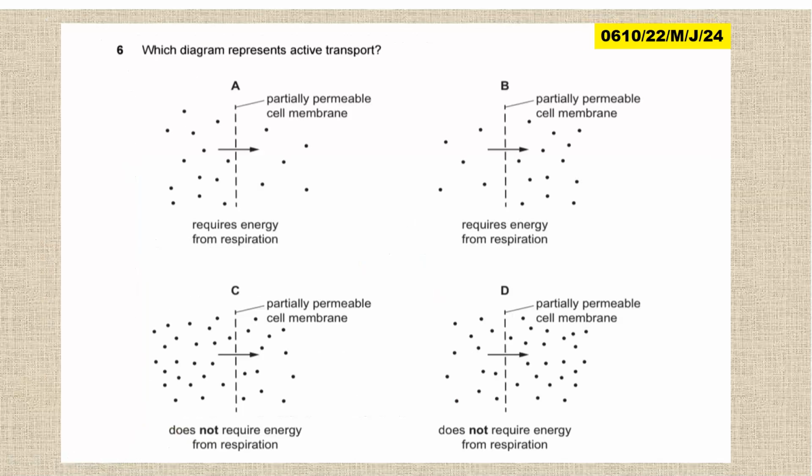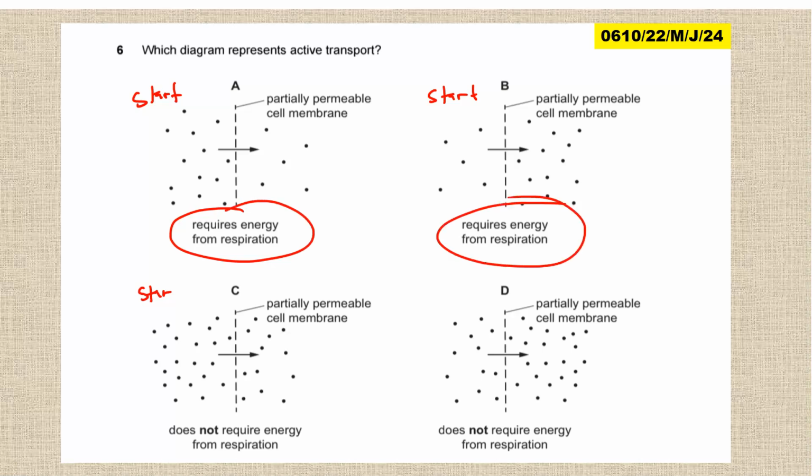Look at this. Which diagram represents active transport? First thing first, you need to know that this is the starting part. As you can see the arrow, this is the start, where it is starting from, and where it is going is the other end. On the part where I'm saying start, you need to have few particles compared to the other side. Again, there are descriptions here. The first one requires energy from respiration, the other does not require energy. The moment you see does not require energy, it is not part of your answer. So you deal with A and B. Now look at A and B. In this case, the answer is B. As you can see, particles on the start part are few compared to the other side.